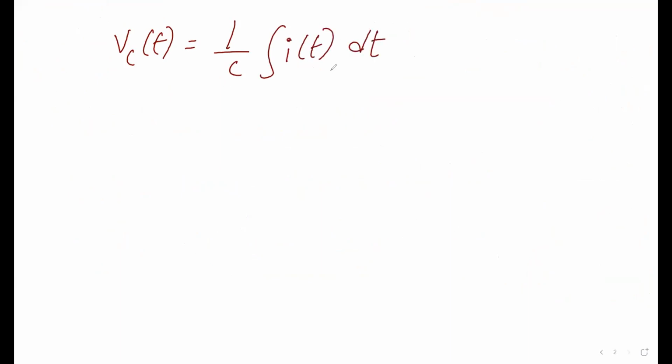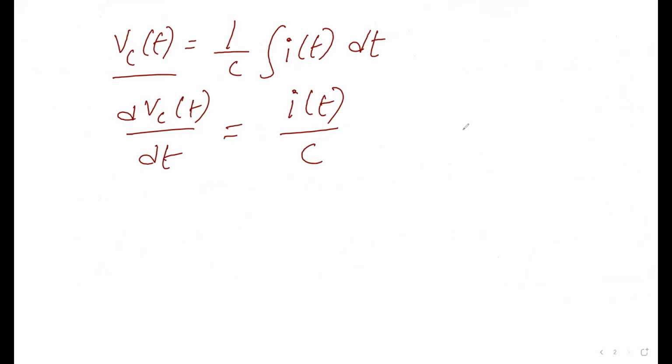What is the voltage across the capacitor? Formula: Vc of t equals 1 by C integral of I of t dt. Take the derivative of this: dVc of t by dt equals I of t by C. The integral cancels out, right? This is the second equation. This is the first and second equations.